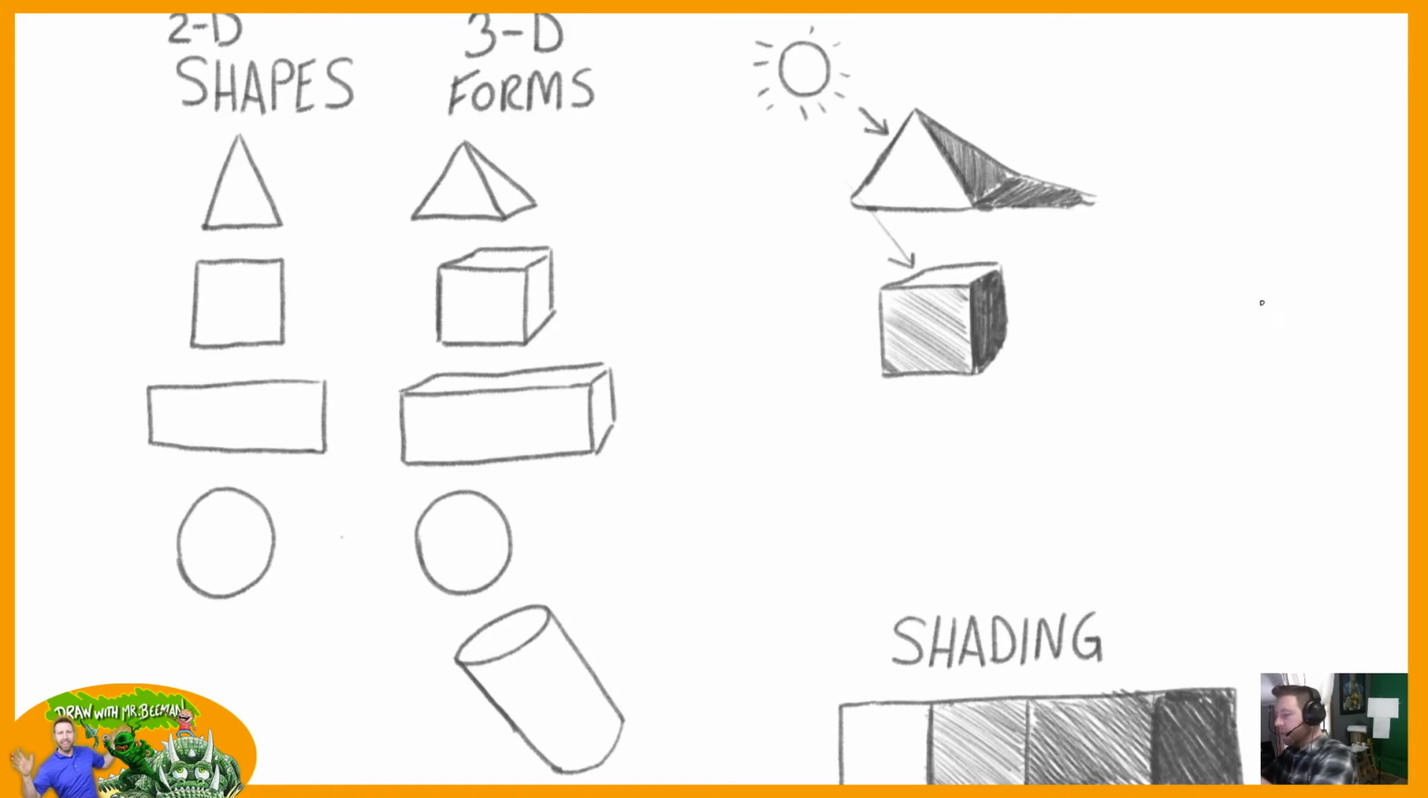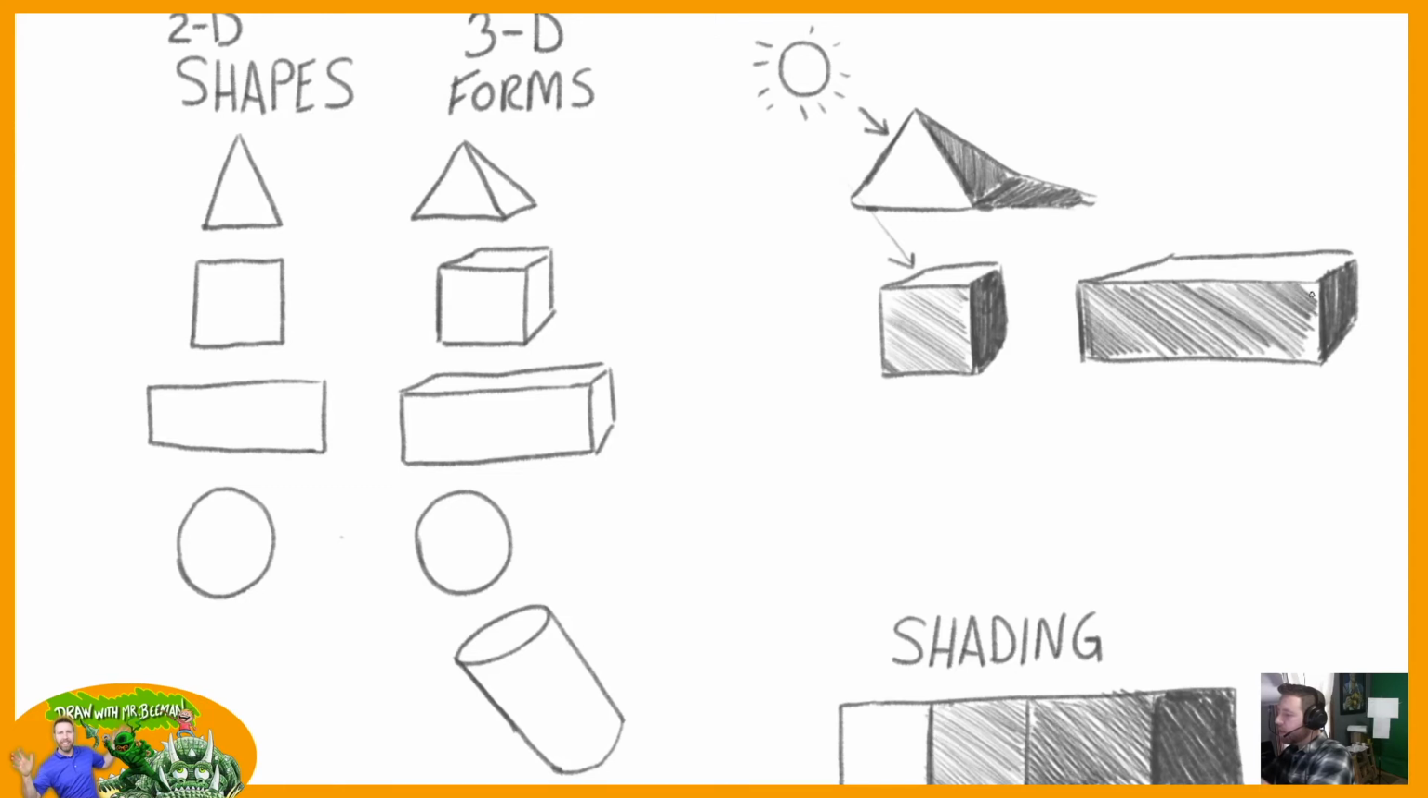Outstanding. And let's draw in our rectangle shape. So we'll have our rectangle shape right here. We'll draw in our rectangle form. Same thing, this will be the darkest side. And this side of our rectangle will have a value percentage less than the darkest side of our rectangle form.